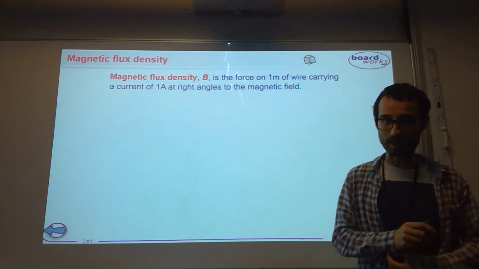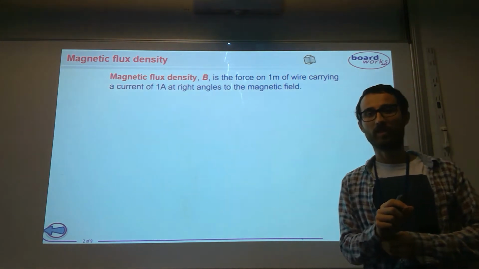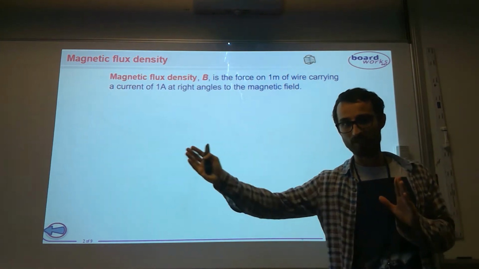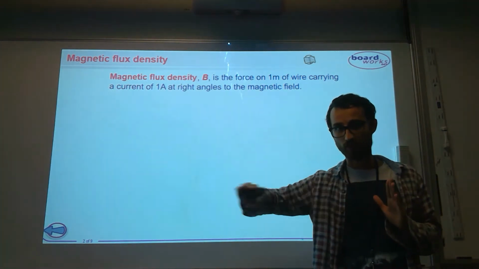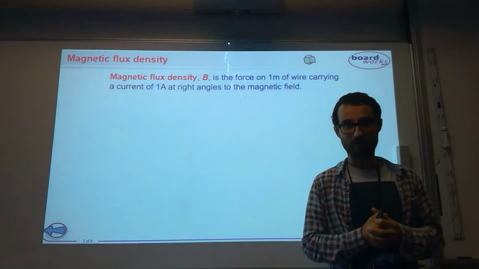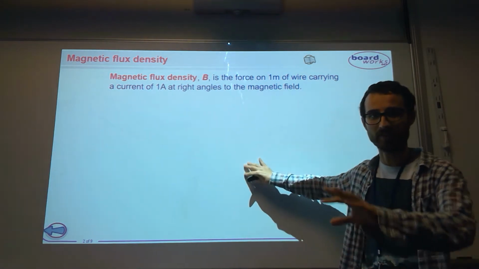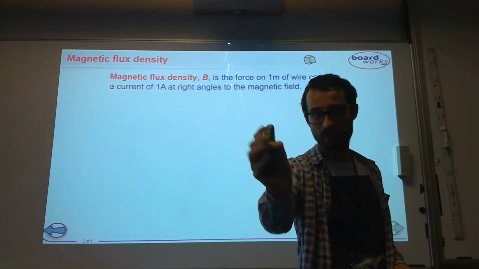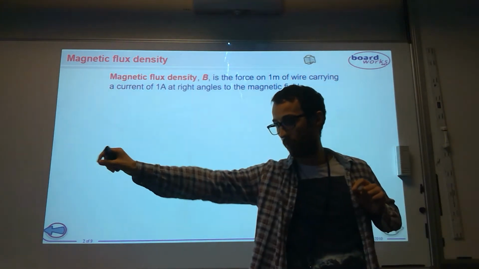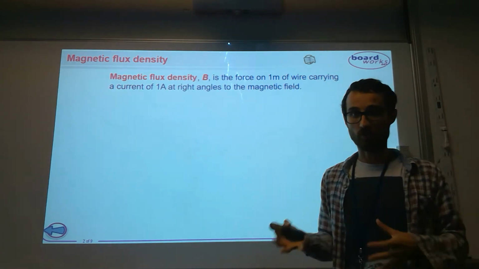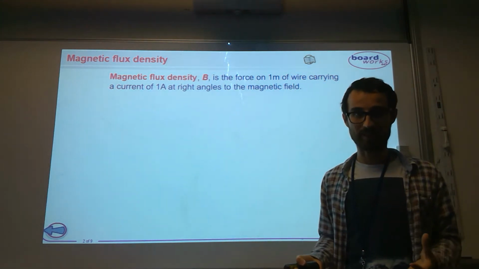It has the symbol B, and it's defined as the amount of force on 1 meter of wire with 1 amp flowing through it at right angles to the magnetic field. What does that all mean? Well, imagine we had a north pole here and a south pole there. We've got a magnetic field here. We have 1 meter of wire going through here with 1 amp flowing through it. Well, how much force you get? That'll tell you the flux density, the magnetic flux density.